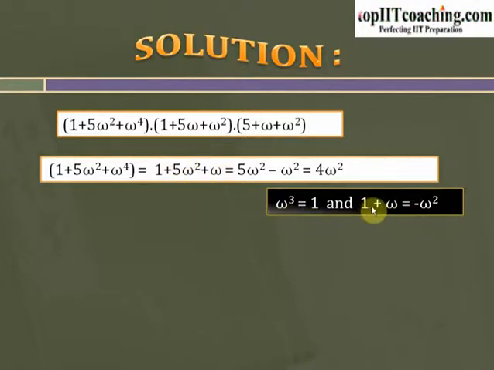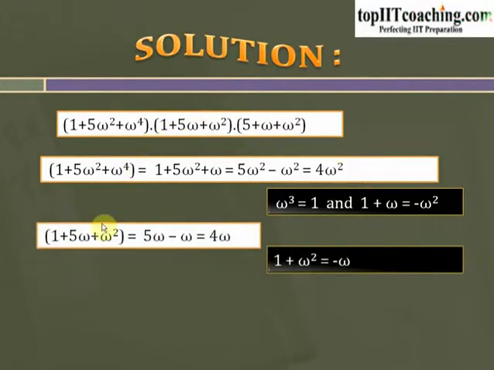Now also we know that 1 plus omega square is equal to 0. Therefore 1 plus omega would be minus omega square. So we substitute this value in this expression to get 5 omega square minus omega square, and this is equal to 4 omega square. Thus the value of this expression is 4 omega square. Let's look at the second expression, which is 1 plus 5 omega plus omega square. Now we know that 1 plus omega square would be equal to minus omega, and we substitute this value over here to get 5 omega minus omega, which is equal to 4 omega. Thus the value of this expression comes out to be 4 times omega.